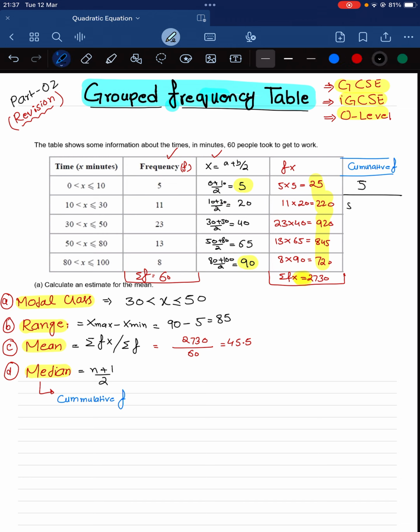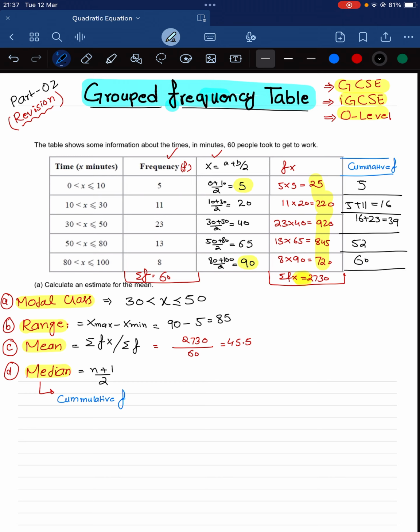So 5 plus 11 is 16. Now we add 16 to 23, so 16 plus 23 is 39. Now we add 39 plus 13, the next value, so it's 52. Now we add 8, so it's 60.